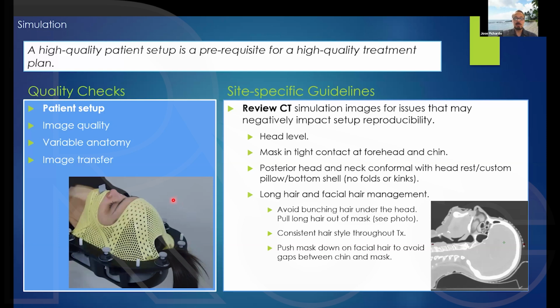And for patients that have facial hair like beards and mustaches, it's very important that when you create this mask, it's pushed down so that the chin is not touching the beard, but actually touching the skin of the patient. So the beard should be completely squashed at the chin point.